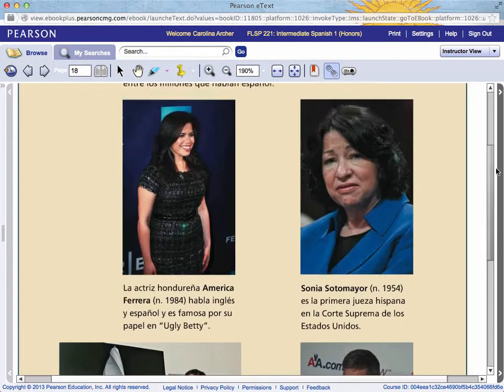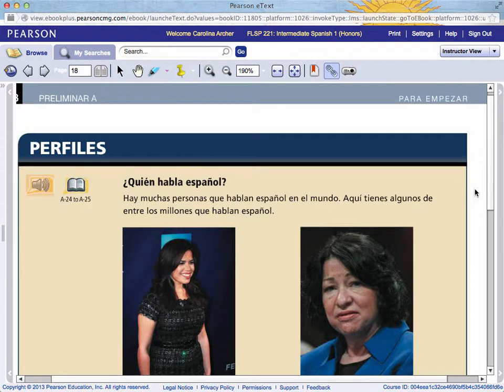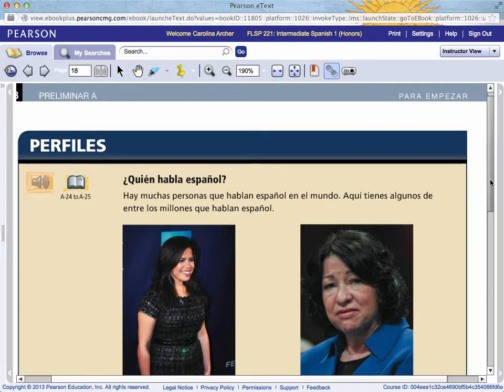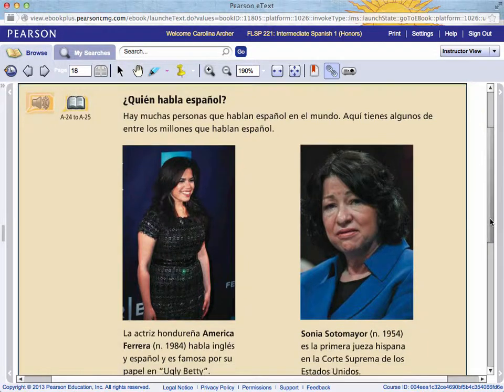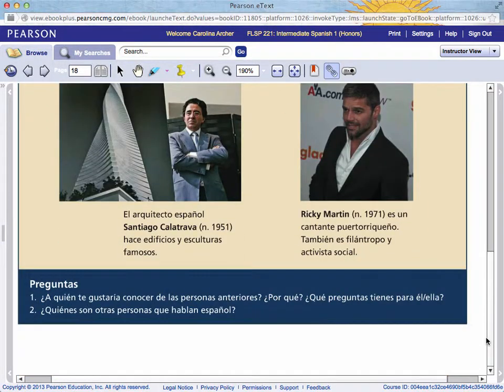Okay, so it is useful for you, number one, to learn more about the culture, about people who are Spanish speakers that are famous, and for you to practice your pronunciation when you read out loud. And of course, here are some questions that you can answer as well. Okay, so this would be the end of día 2. Día 3, perdón. Ok.